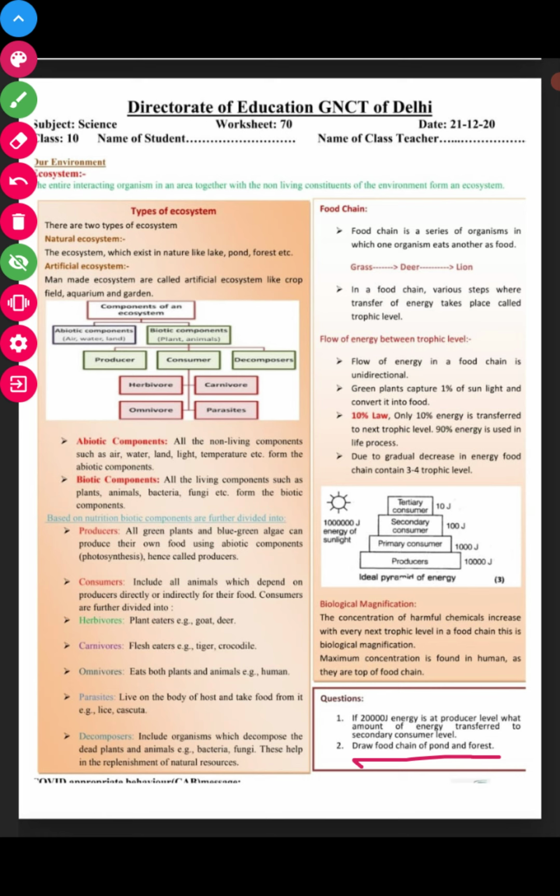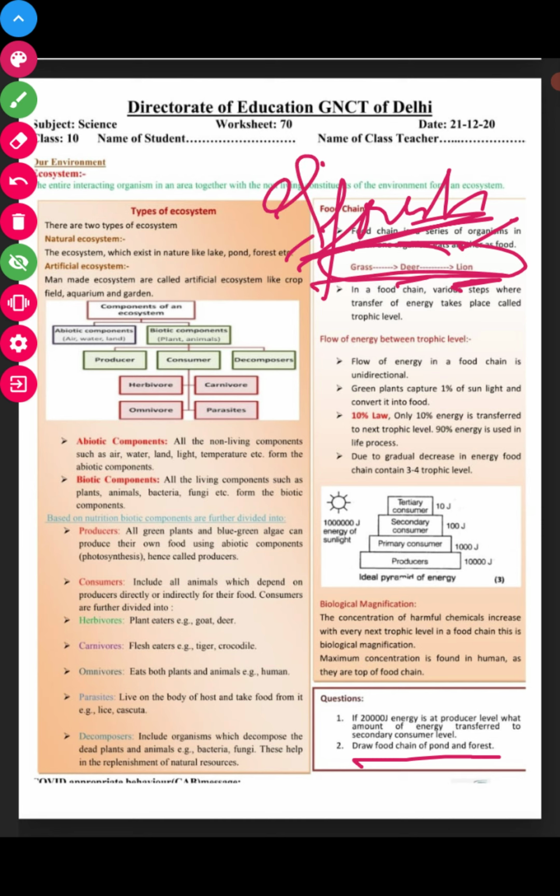Next, we have to draw the food chain of a pond as well as a forest. For the second question, this is the answer for the forest, because a lion is there in the forest, a deer is there in the forest. So this is an example of a food chain available at forest level.